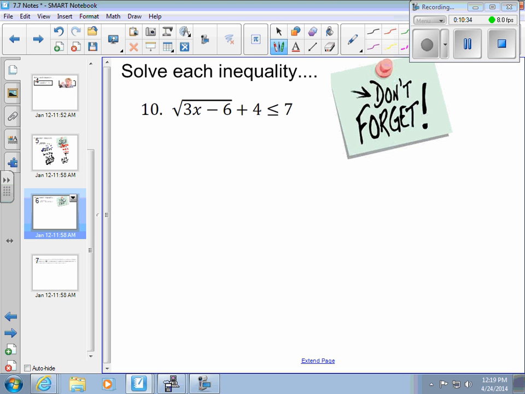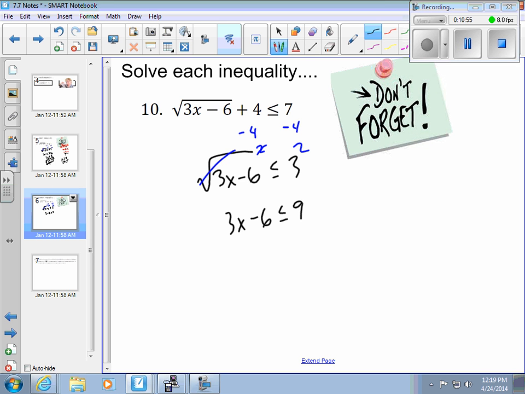Okay, let's see how you did on this one. Should have subtracted 4 here to start. Now you got square root of 3x minus 6 less than or equal to 3. Square both sides. And now we have 3x minus 6 is less than or equal to 9. Add 6. Divide by 3. Looks like you got x to be less than or equal to 5. But check the domain too.